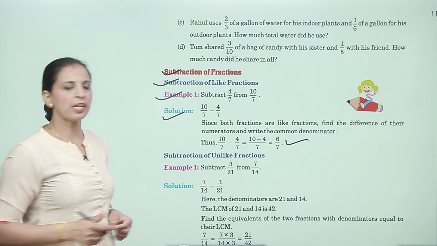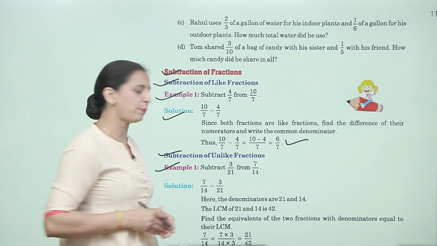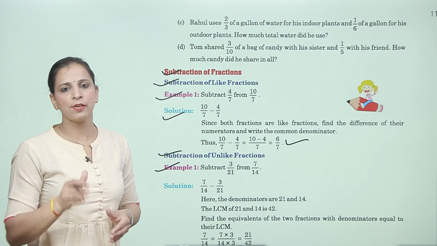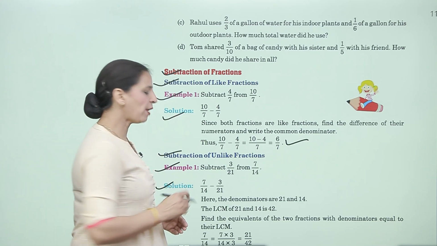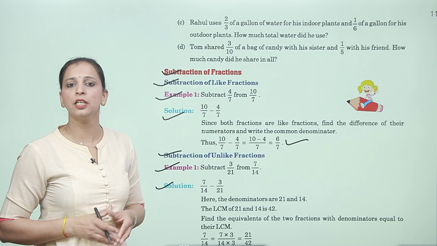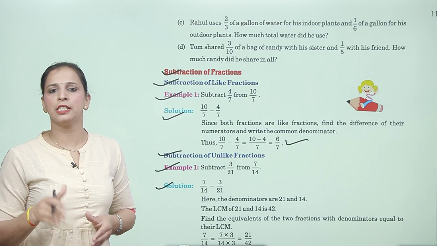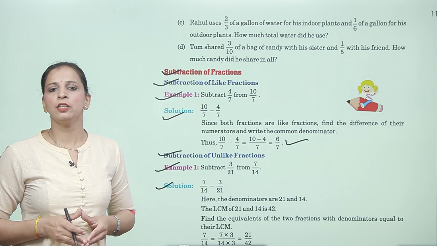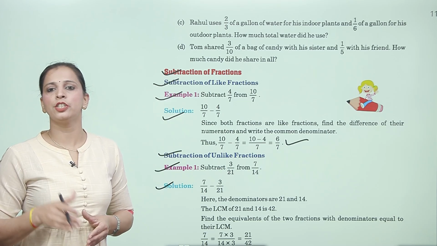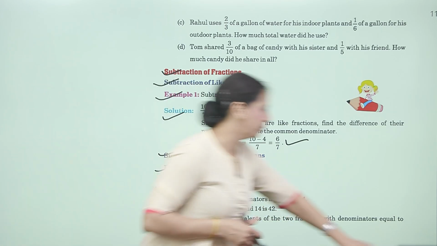Now subtraction of unlike fractions. Example 1. Subtract 3 by 21 from 7 by 14. Solution. 7 by 14 minus 3 by 21. Here the denominators are 21 and 14. The LCM of 21 and 14 is 42. Find the equivalent of the two fractions with denominators equal to their LCM.